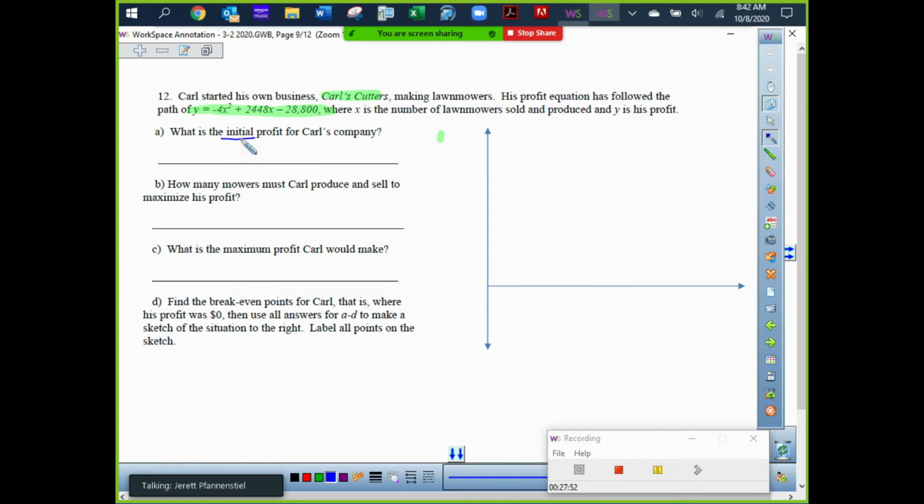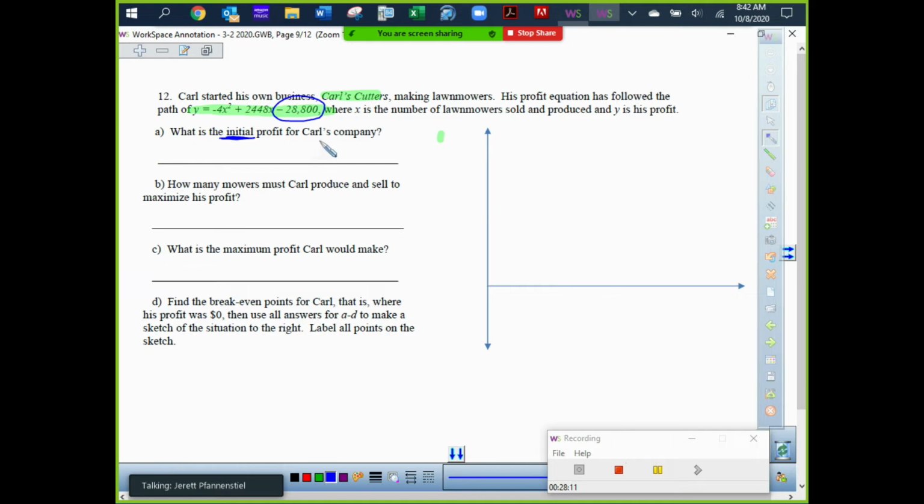Initial. We talked about it last time. Initial is which one? X-intercept, Y-intercept, or vertex? It's the Y-intercept. Can you tell by looking who the Y-intercept is? Remember, you let X equal 0. So what is the initial profit for Carl's company? This number. It's negative. Can profit be negative?